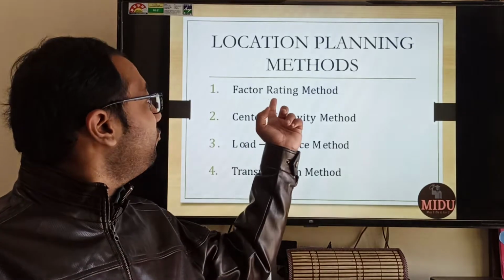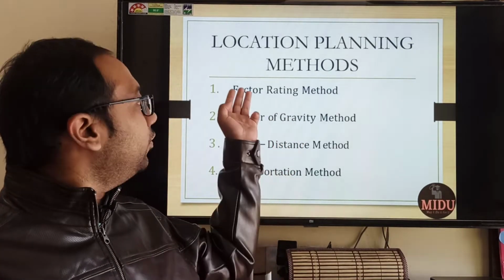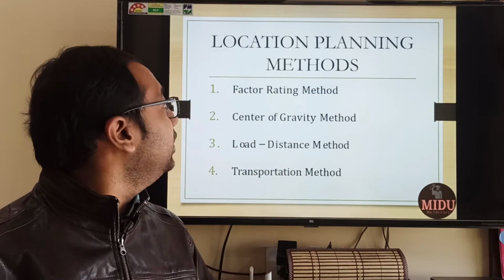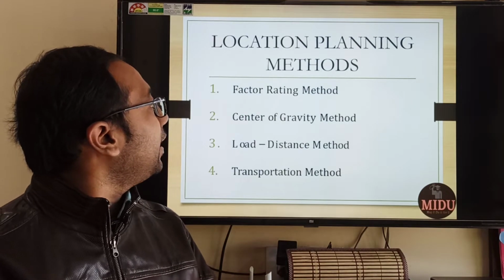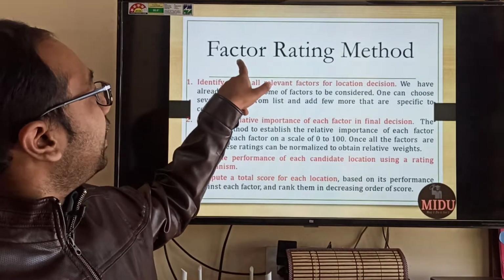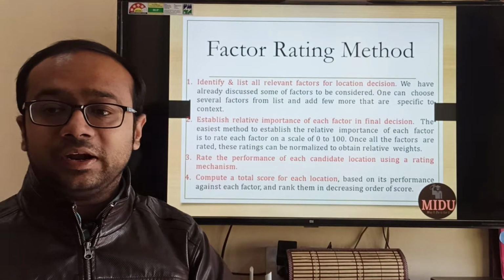The top 4 methods are factor rating, center of gravity, load distance, and transportation. Among them, the first 3 are the main ones used. We will discuss them with examples. Let us begin, my dear friends. The first method is known as the factor rating method. In the factor rating method, as the name suggests, factor plus rating, we need to identify the factors and then we need to rate them.